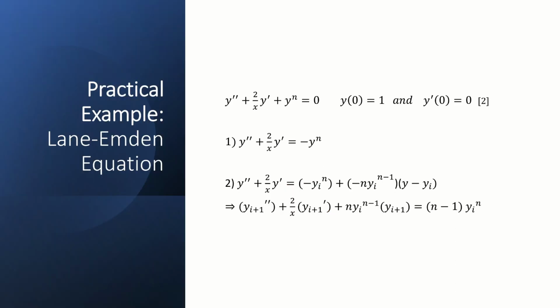Let's have a look at a practical example. So here's the Lane-Emden equation. So again, we split into a linear and a non-linear part. We approximate our non-linear part about the point yi, and then finally I'm replacing y with yi plus 1 and cleaning up everything here, and you see that we're just left with a linear ODE in yi plus 1. So if I know yi, I can find yi plus 1, which means I just need to decide a start point, in other words, a y0.